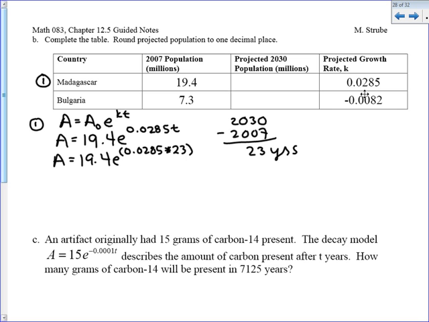So what is our projected population of Madagascar in 2030? Again, rounded to 1 decimal place. 37.4? Anybody not get 37.4 million? You won't see the million on your calculator.